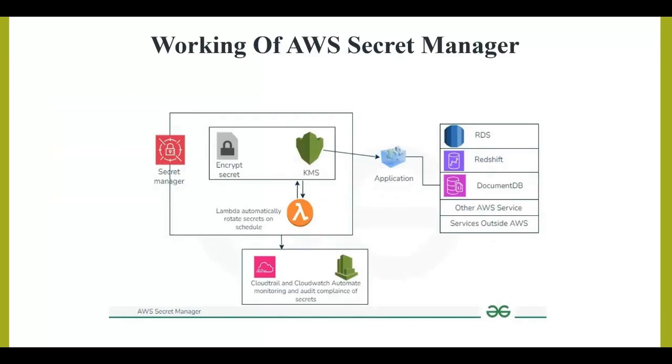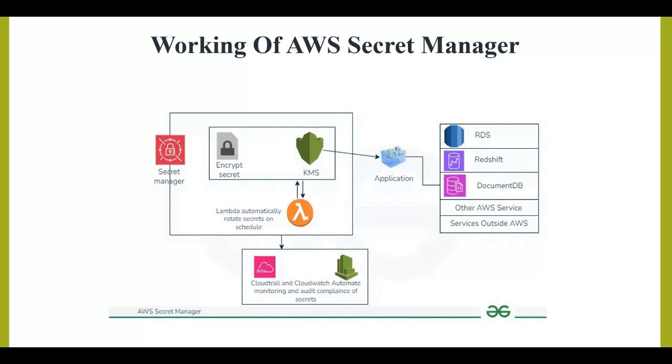Let's move to the next topic, the working of AWS Secret Manager. Here we can see that Secret Manager encrypts the secrets and also utilizes KMS. Lambda automatically rotates the secrets on schedules. The application contains RDS, Redshift, DocumentDB, and other AWS services. So we are using multiple AWS services, with Lambda, CloudTrail, and CloudWatch.